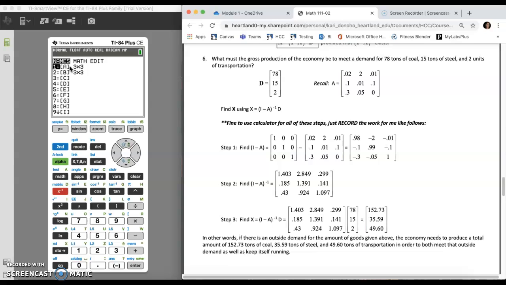So what I've done, and what you might want to pause and do for yourself now on your calculator, is I have put in the A matrix right here as my matrix A, and I have put the identity matrix in as matrix B.